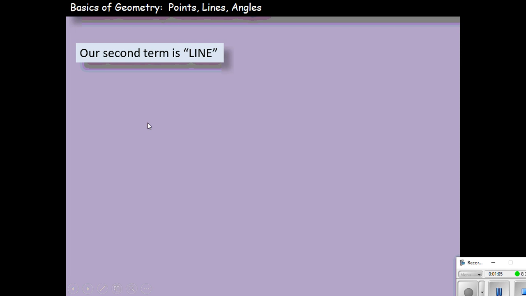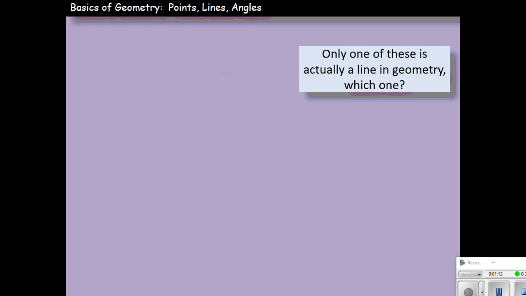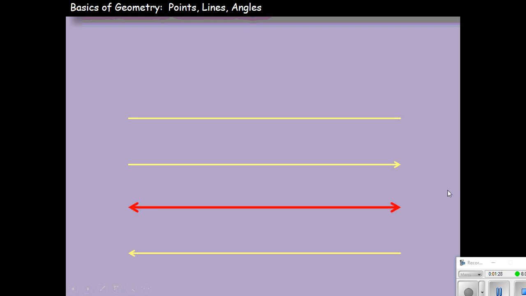The second term we're going to talk about is a line. Now, in geometry, a line means something very specific. Most people are used to all of these being lines, but for geometry's purposes, only one of them is a line. If you look at these 4 lines, they're all different because of the arrows that they have on the end, but only one of them is a line. Which one? Well, it's this one.